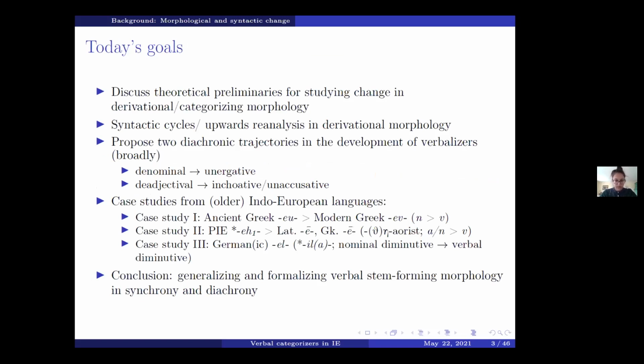And we're going to look at three very preliminary case studies from older Indo-European languages, two that illustrate the first development from denominal to unergative, that's case study 1 and 3. And one that illustrates, I think, the second development from deadjectival to inchoative. And these studies are mostly from Greek and other older Indo-European languages, but importantly, they're all from languages with very rich fusional synthetic verbal systems. And then we'll conclude with some generalizing remarks on formalization of verbal stem forming morphology in synchrony and diachrony.